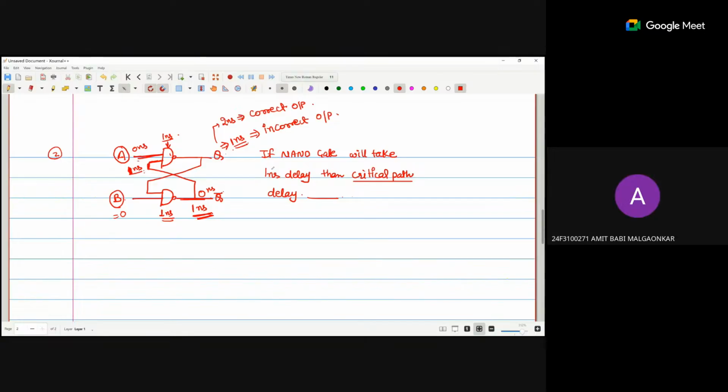So we are saying that since Q bar is an input to A, and Q bar is not available till 1 nanosecond, the output Q is not a valid output. It will be valid only after 2 nanoseconds. So basically the critical path delay only defines the valid output.